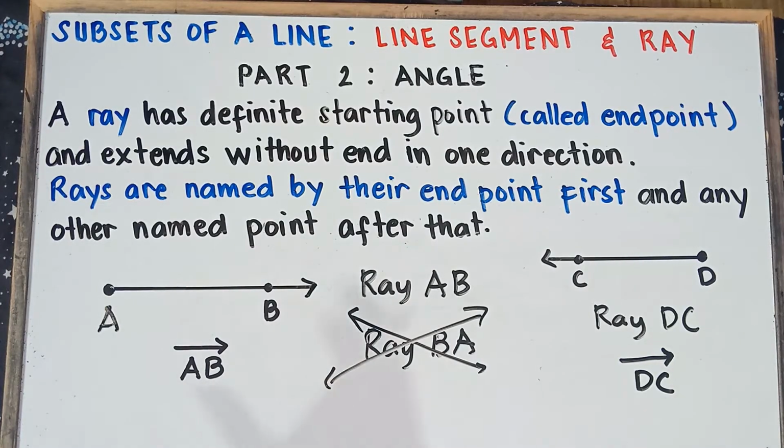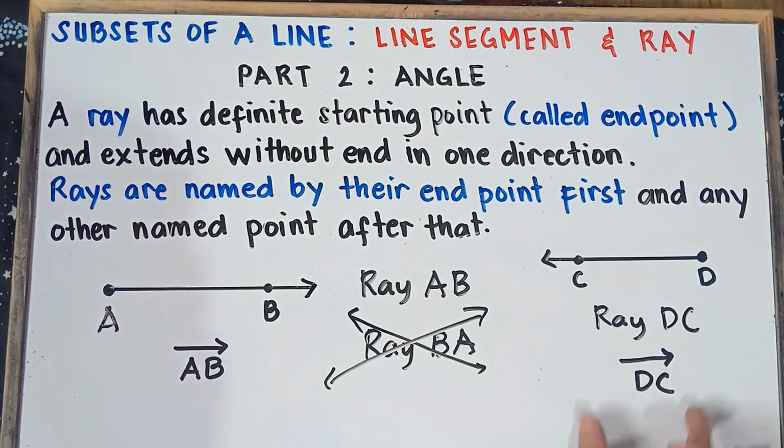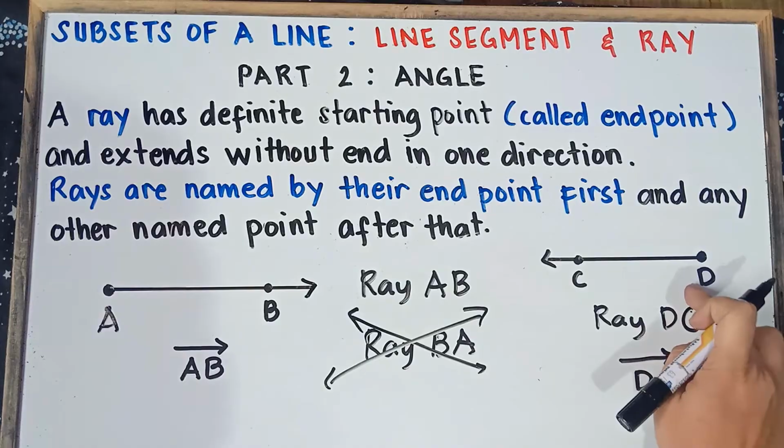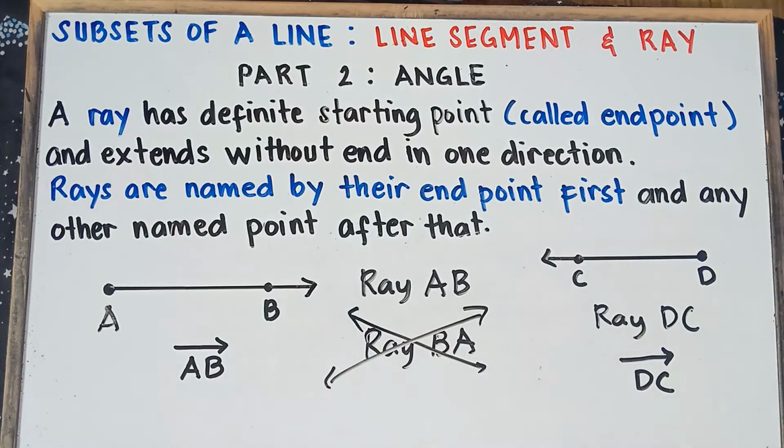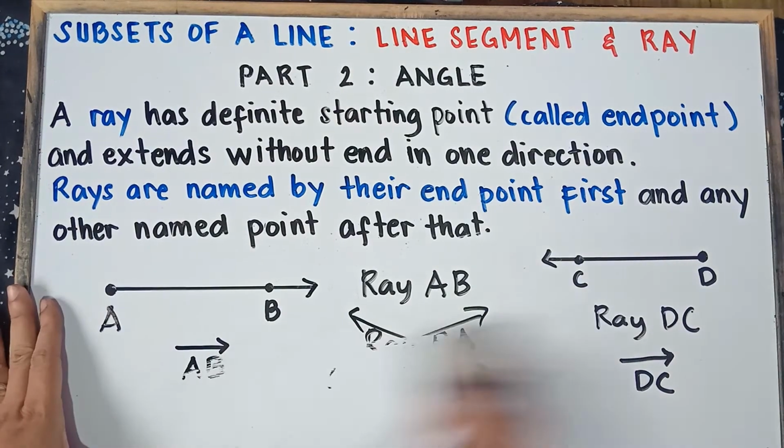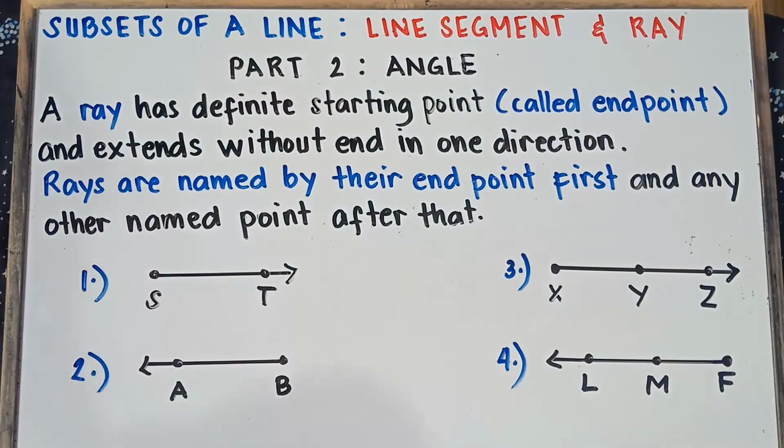Okay, I hope it's clear for you, class. Many of the students will commit mistakes in naming the ray. So it should be ray DC, or arrow going to the right. D comes first, the endpoint comes first, D, and then C. Let's have a tricky example, class, for the ray. Another example, class, a tricky example. Let me just erase this one, class. All right, so let's have this one, class.